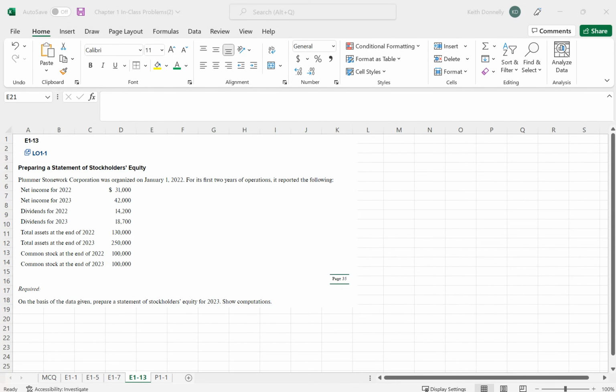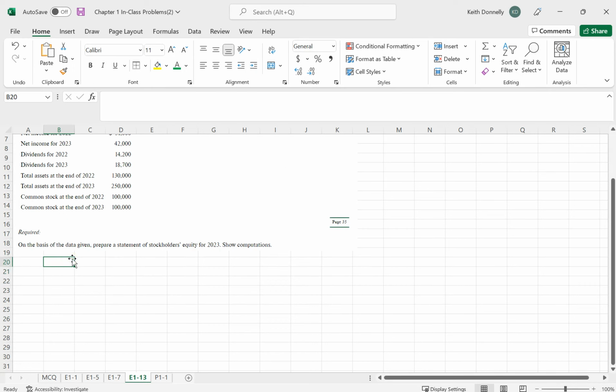Let's look here at E113. Okay, so they're giving us some information here. It looks like a company was organized January 1st, 2022. So the first year of operations is year 1, and then they're showing 2 years of operations here. They want us to prepare a year 2 statement of stockholders' equity.